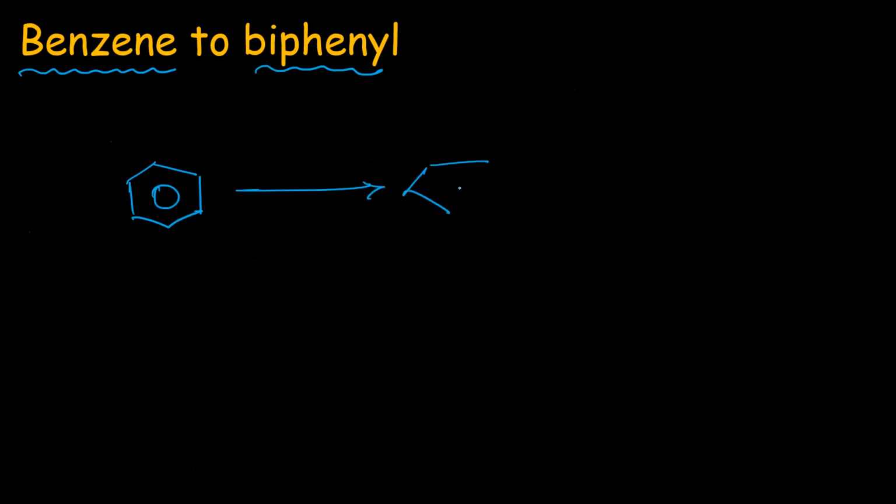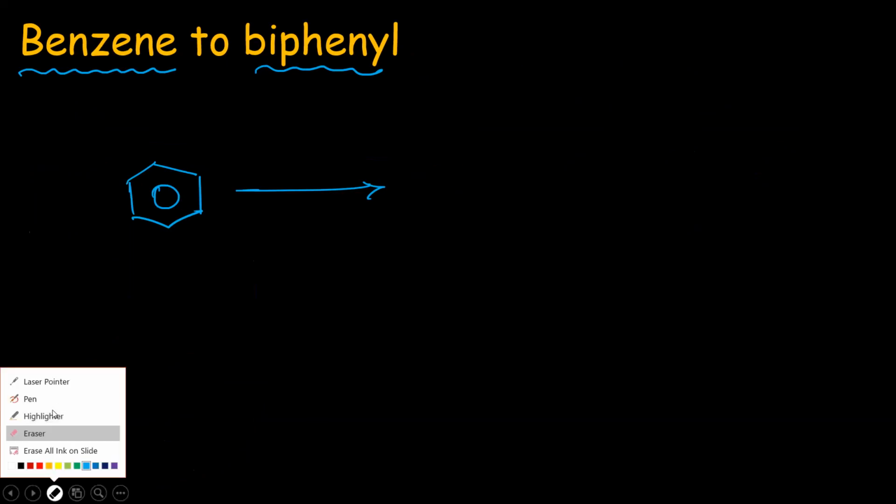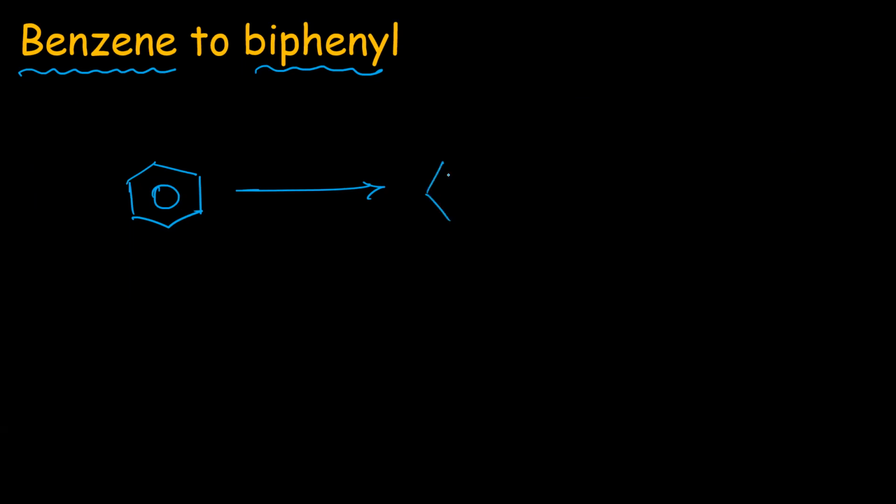Right, next one, benzene to biphenyl. Benzene we have, and we are converting it to biphenyl. What is the reagent we will be using? Tell me, guys. What is biphenyl? Biphenyl is 2 benzene rings connected. What reagent will I be using here? Sodium in dry ether. See, sodium in dry ether.